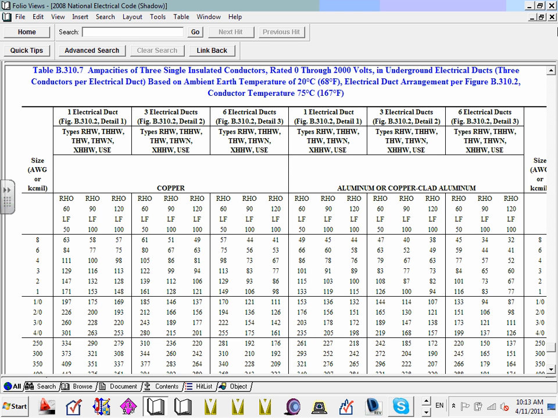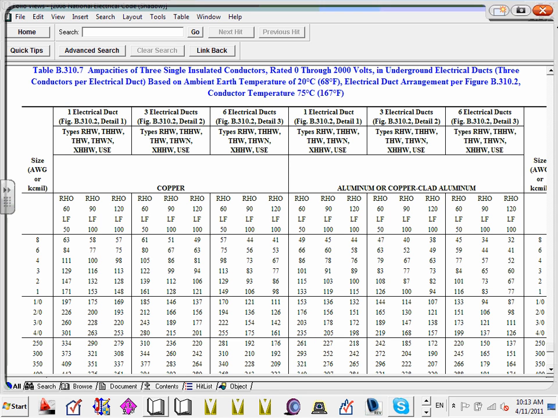This is where you technically have to use this table. Very few people go there. This is for 3 single insulated conductors up to 2,000, right? Underground ducts. 3 conductors per duct, current based on ambient temperature of 20. Electrical duct arrangement is right here, and the conductor temperature is 75. This is for low voltage.